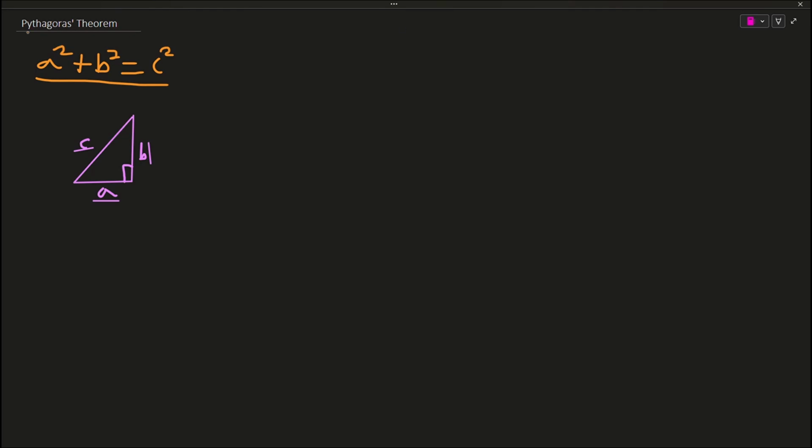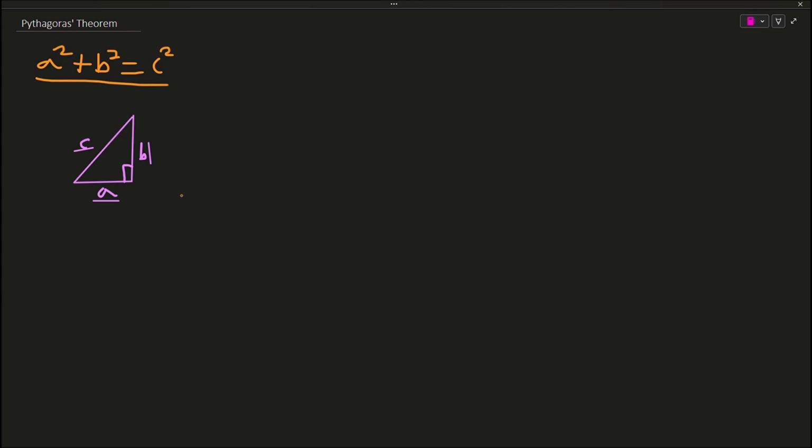So what is Pythagoras Theorem? Pythagoras Theorem is essentially what is underlined here: a squared plus b squared is equal to c squared. This formula is very useful for solving the sides of a right angled triangle as we have below. Typically c is going to be the hypotenuse, and a and b are going to be the other sides.